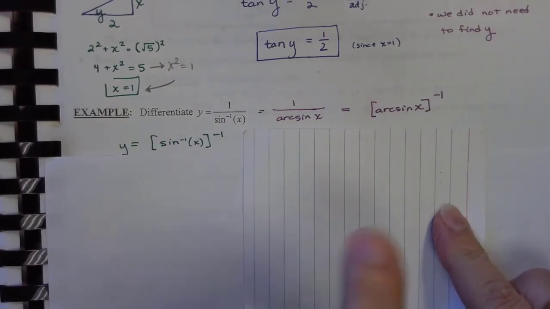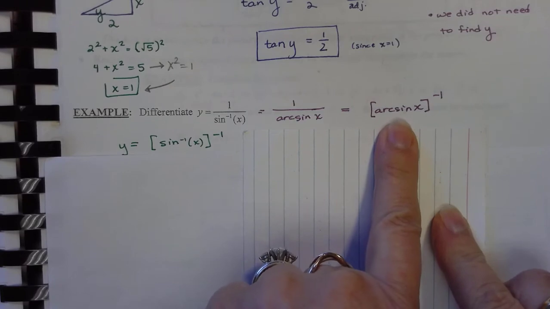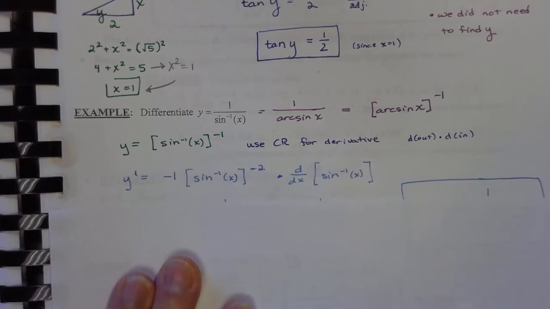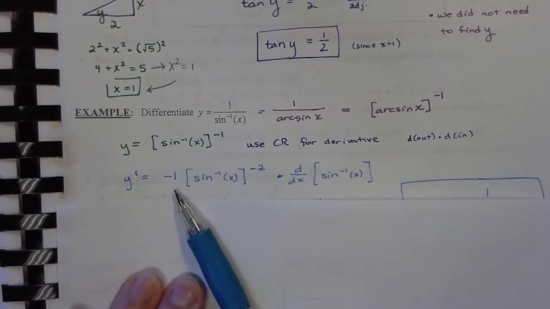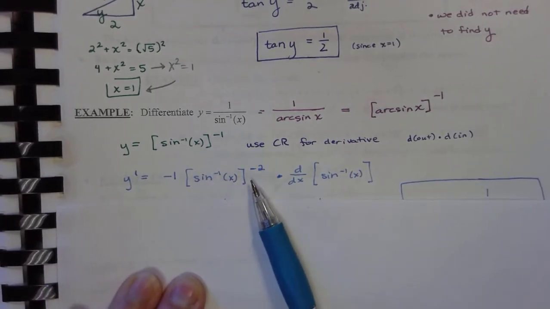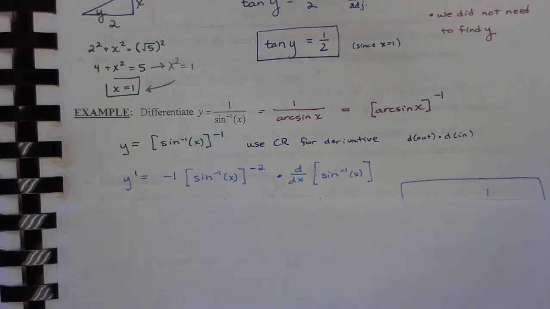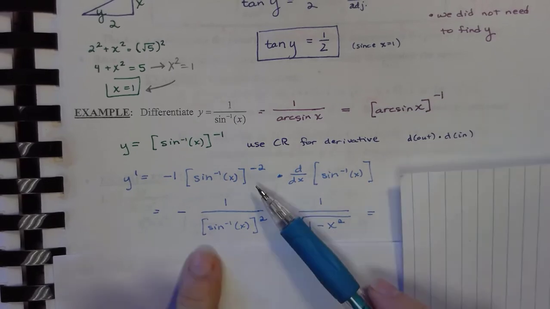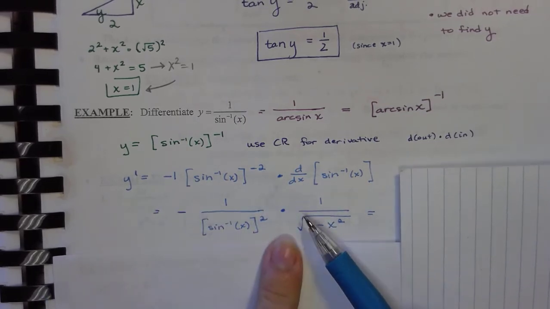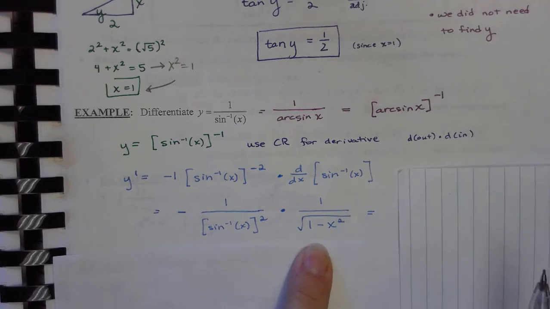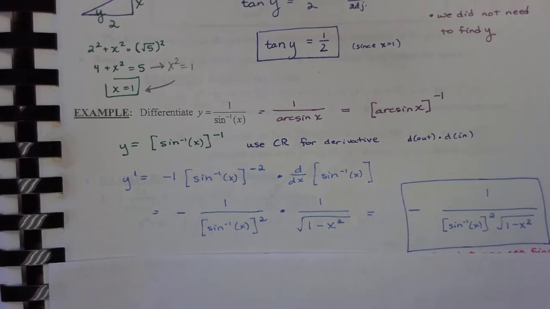So y is arc sine of x to the negative 1 power. Well, we know how to take the derivative of that. Negative 1 times the angle whose sine is x raised to the negative 2 times the derivative of arc sine x. Here is this piece times, we know the derivative of arc sine is 1 over the square root of 1 minus x squared, and there's our ugly answer.